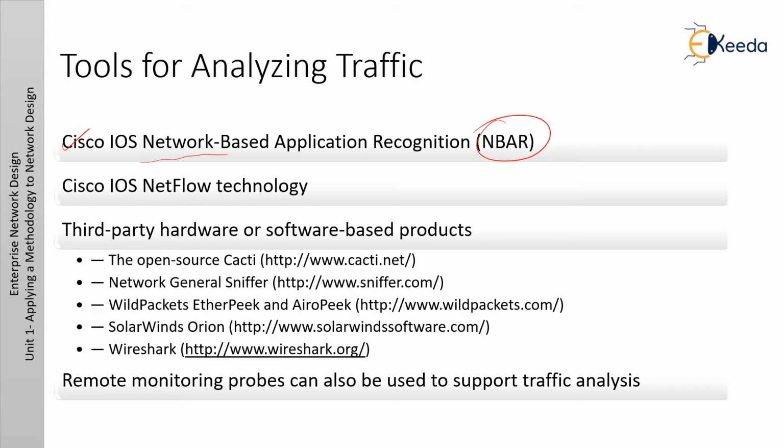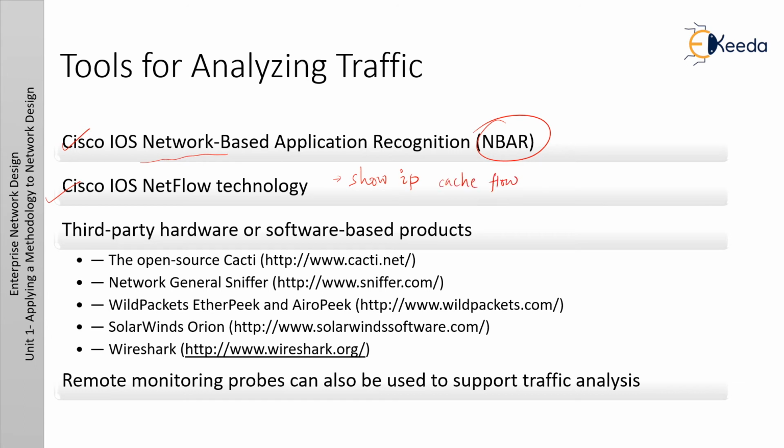Second is Cisco IOS NetFlow technology. NetFlow is an integral part of Cisco IOS software that collects and measures data as it enters a specific router or switch interface. NetFlow allows the identification of lesser known applications because it gathers information about every flow. This information can be collected manually using the Cisco IOS software show ip cache flow command. Which command do we use? Show ip cache flow.